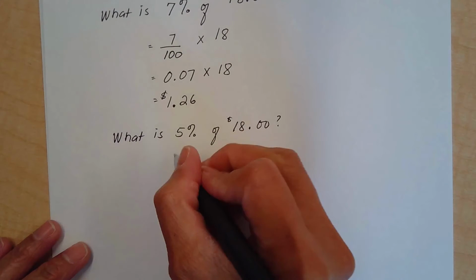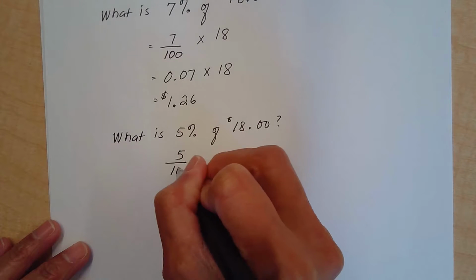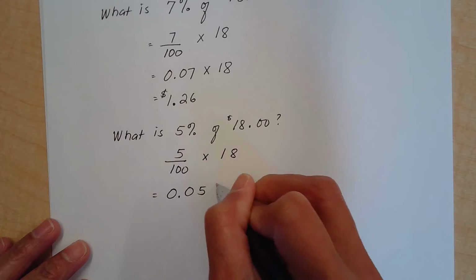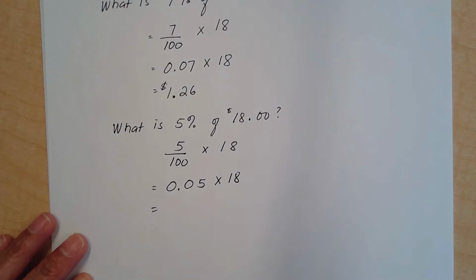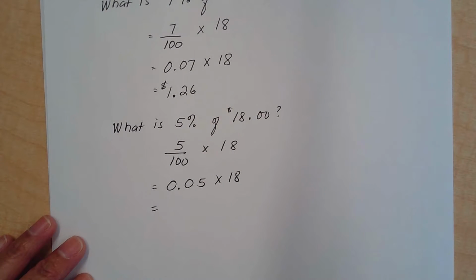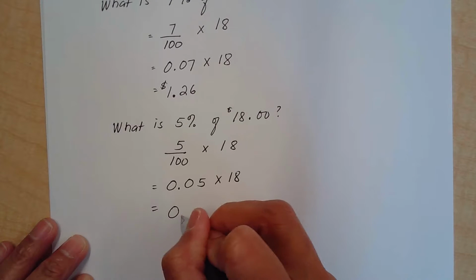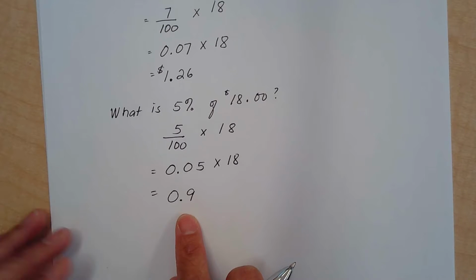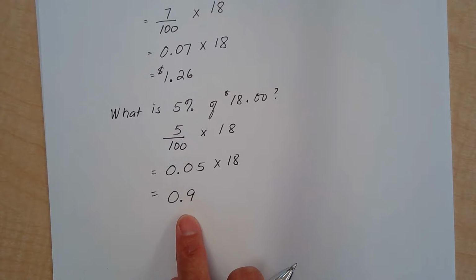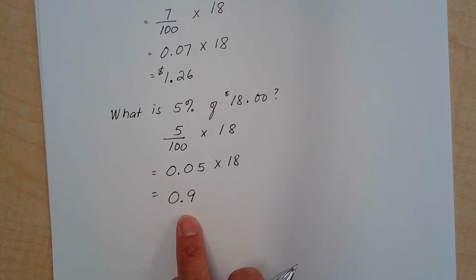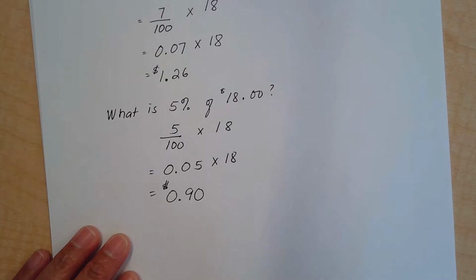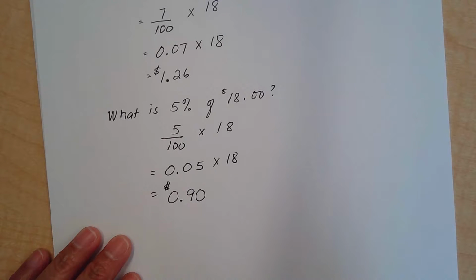So 5% means per 100 times 18. 0.05 times 18 is 0.9. Now I've got to decide here. We're talking about money. What do I put in there? 90 cents, so that would be $0.90. Because it's money, it's going to be 2 decimal places.